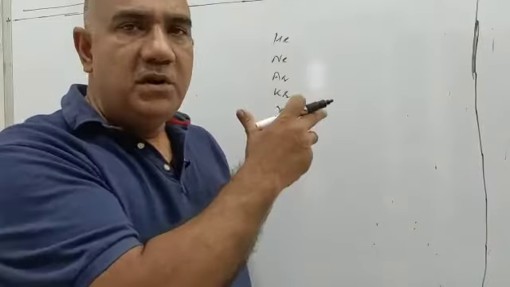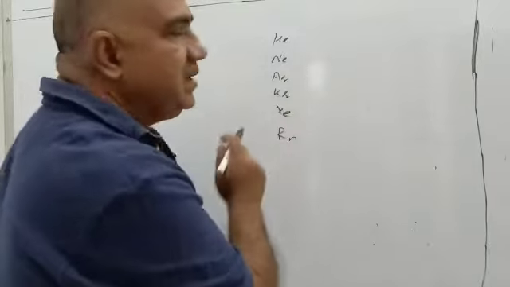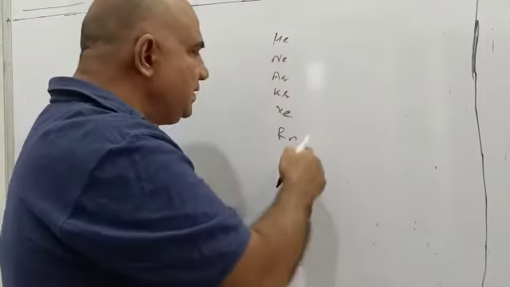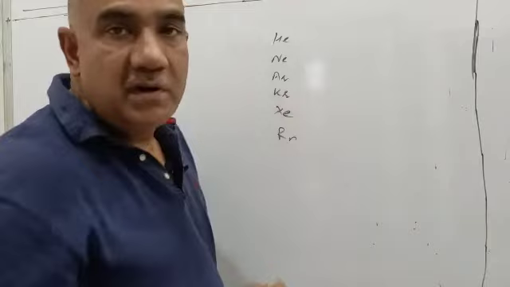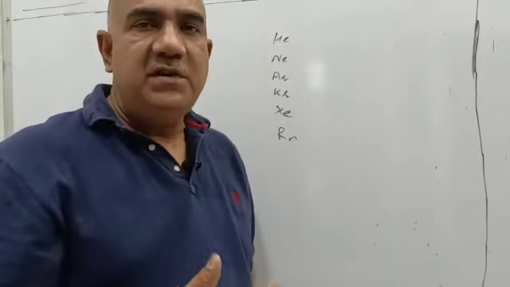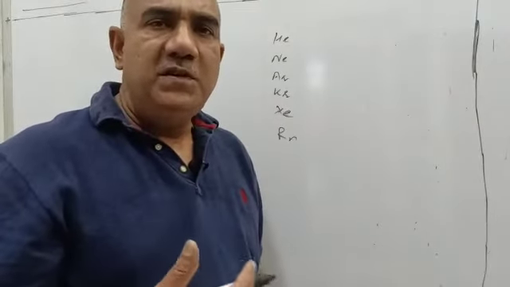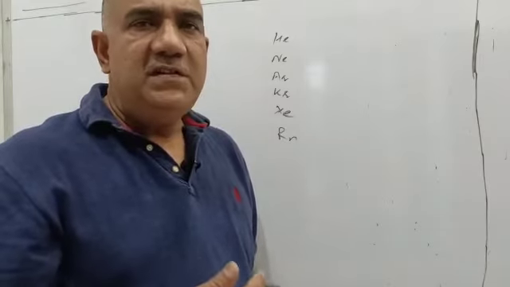So this was all about the noble gases. They are called noble or inert gases because they do not react. They have no tendency to react with other elements. And why is this tendency not there?